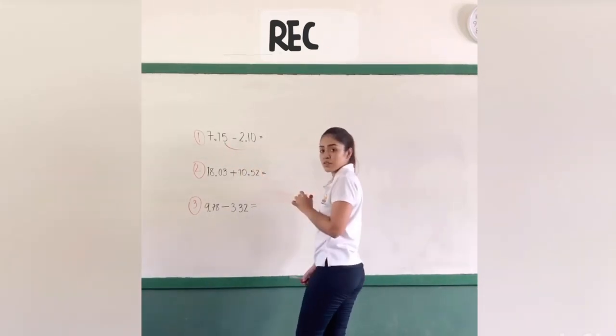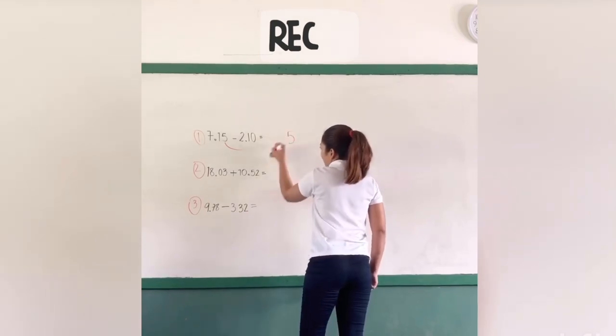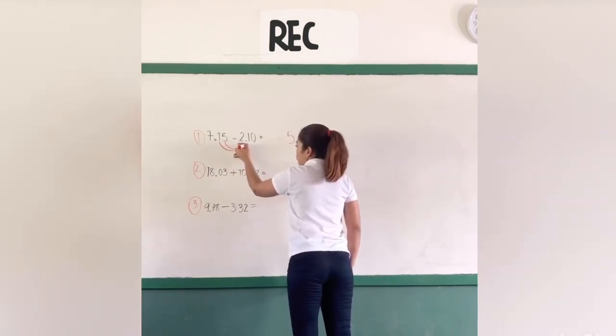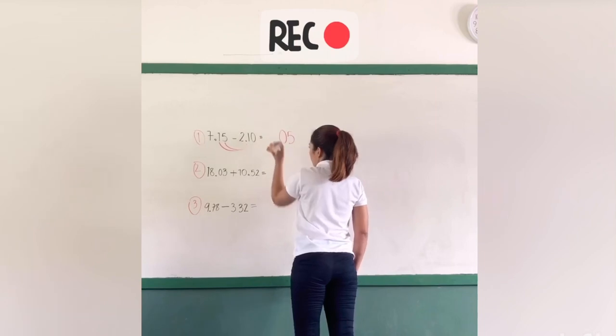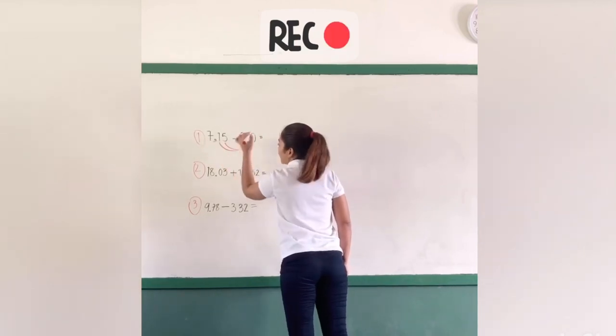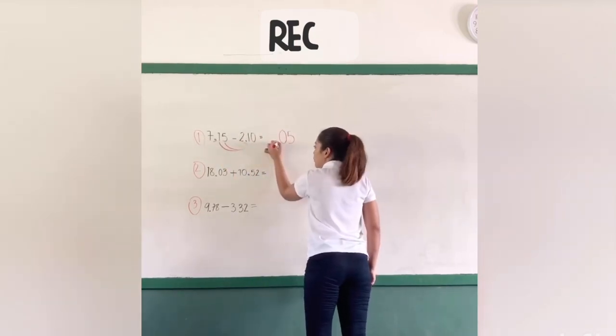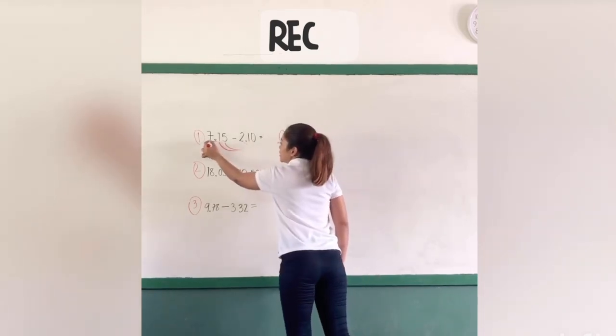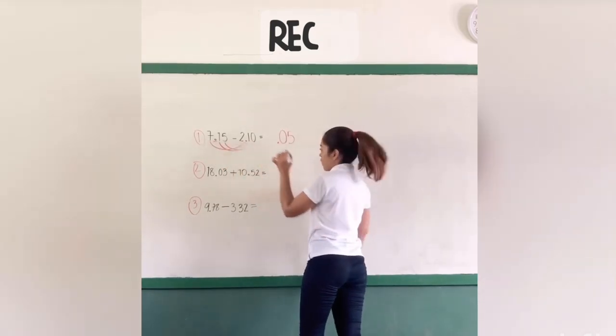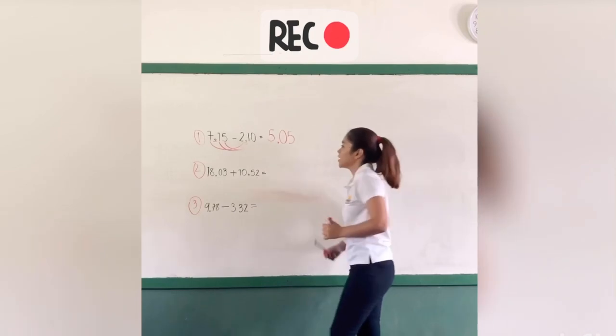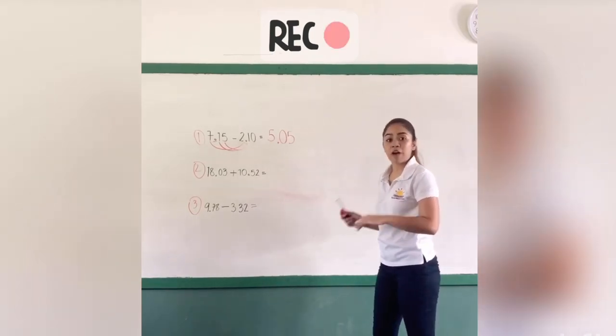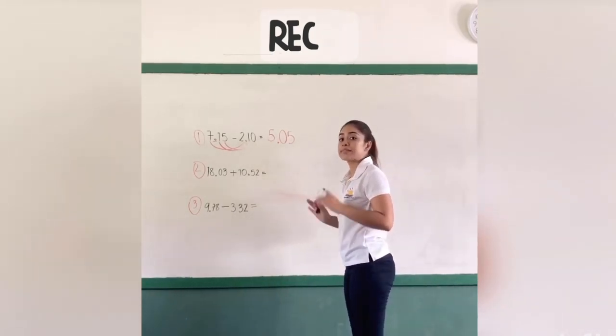5 minus 0, 5. 1 minus 1, 0. And we have point and point. So we put point. 7 minus 2, 5. So my final answer is 5.05.